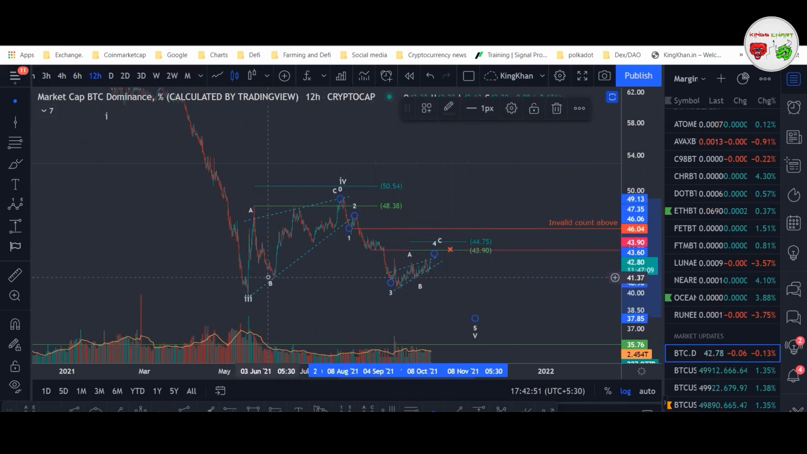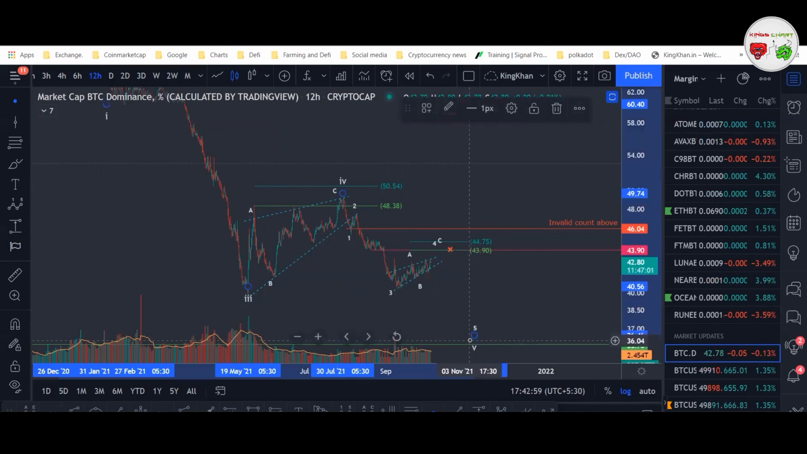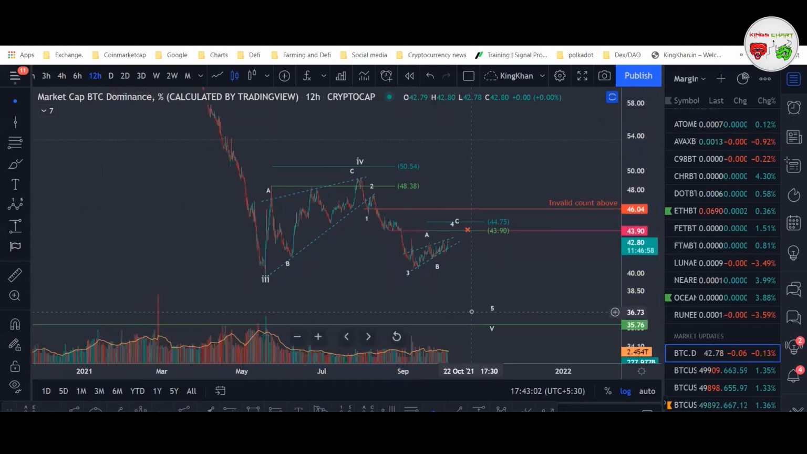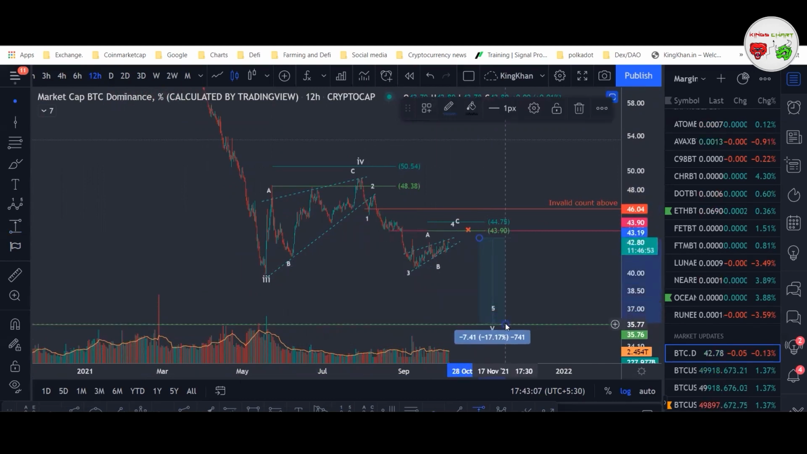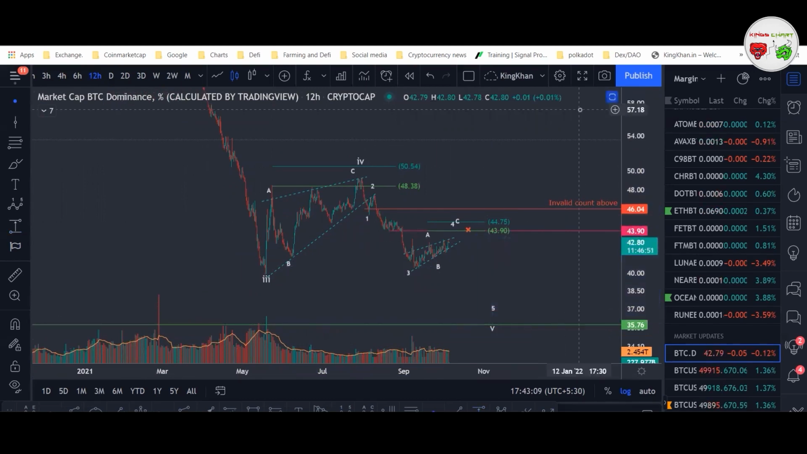If we drop below 41 and 41.3, then we can see a sharp drop around the 38 and 35 level. If dominance drops around this level, then we can see a good pump in altcoin.